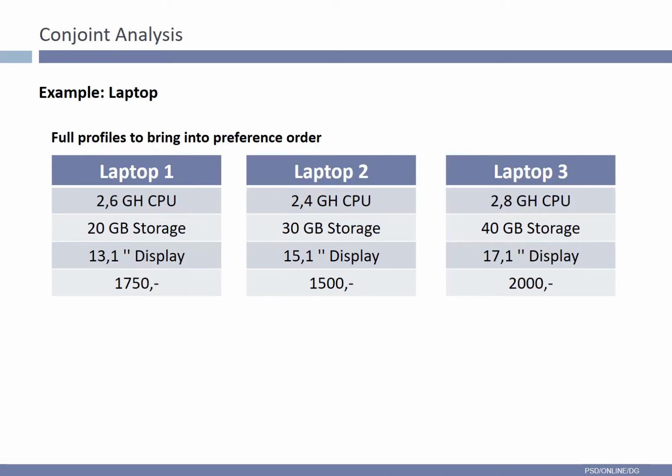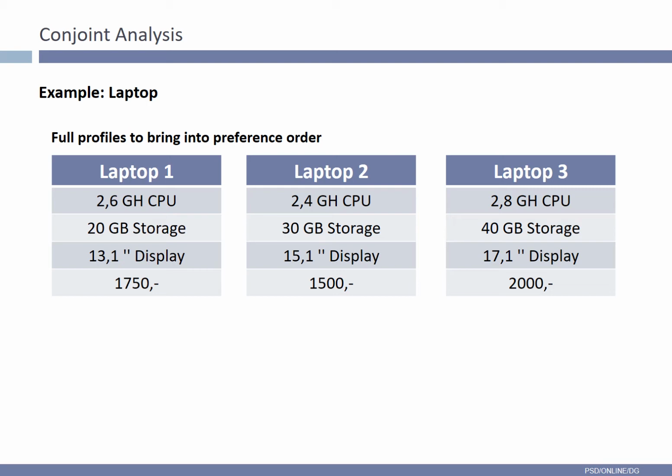This looks like that. So you have the first laptop with a specific combination, in that case a 2.6 gigahertz CPU, 20 gigabytes of storage space, a 13.1 inch display at a price point of 1750. And then you have laptop 2 with a different set of features and attributes, and laptop 3 with, again, a different set. And that's exactly how we as customers, when we go into the stores, make our decision.